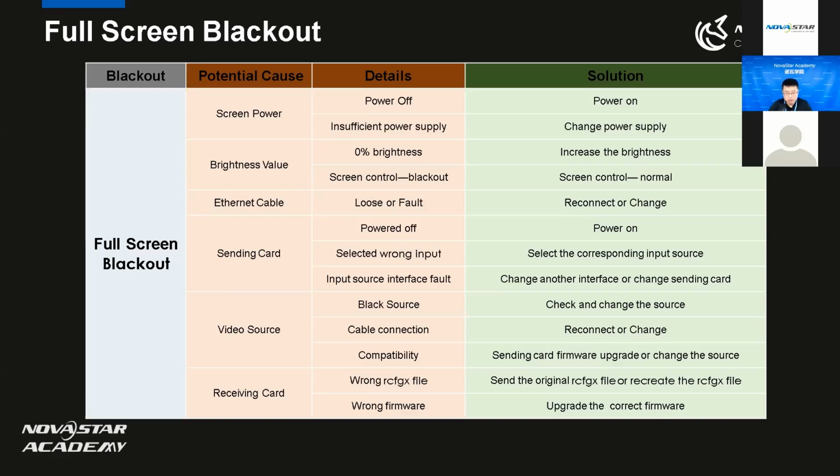After screen power, we have to check the brightness value, because for a NovaStar controller, you may turn the brightness to 0, or in the NovaStar controller, there is a blackout mode. So you can try to change the screen control to normal mode to see if the screen is working well.